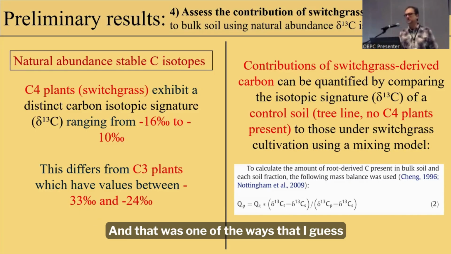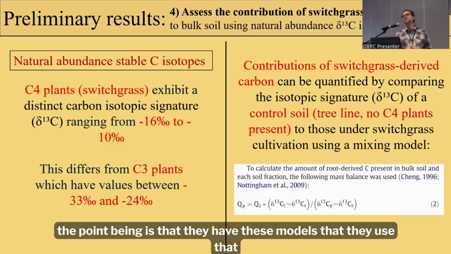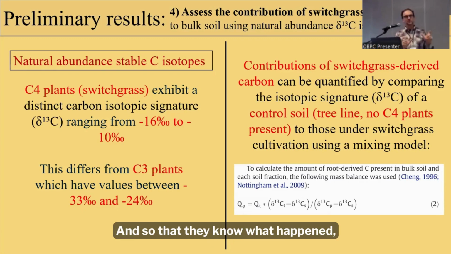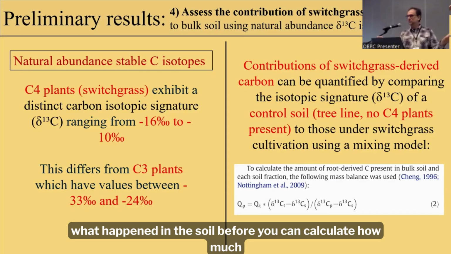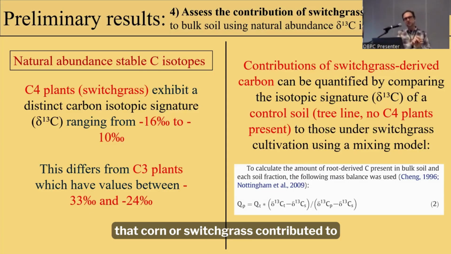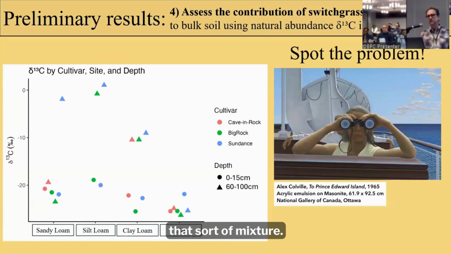The point being is that they have these models that they use that calculate the mixture. And so that they know what happened, corn, what happened in the soil before, you can calculate how much that corn or switchgrass contributed to that sort of mixture.